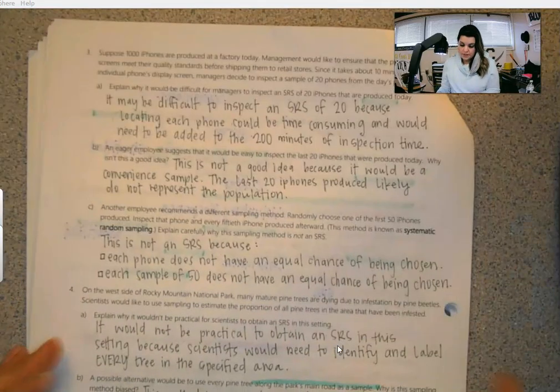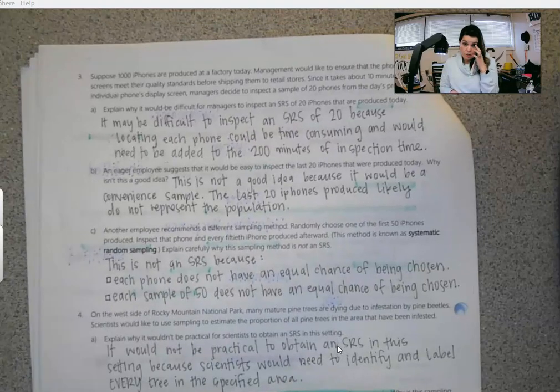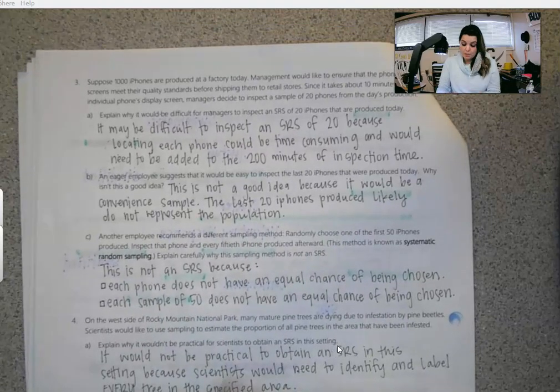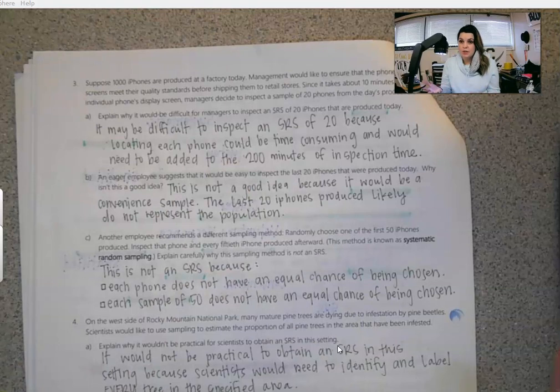Number 3, we're inspecting iPhones. So I'm going to briefly hit each of these, but you can pause and take what you need from my responses. Why would it be difficult to inspect an SRS of 20?